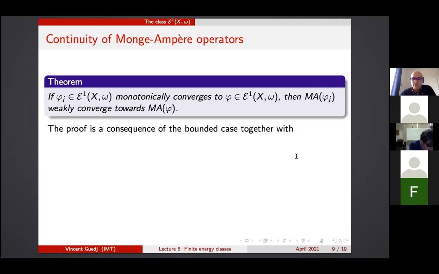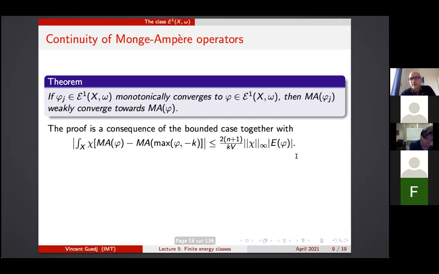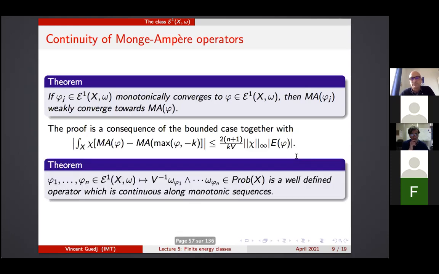And once again, you can prove this result as a simple consequence of the result that you know in the case of bounded functions. Namely, you pass through the canonical approximant, you establish and use the same inequality I was mentioning earlier, and you have a property that says roughly that the Monge-Ampère of the canonical approximants somehow uniformly converge towards the Monge-Ampère of phi. So what you can do in the bounded setting somehow trivially extends to the E1 setting.